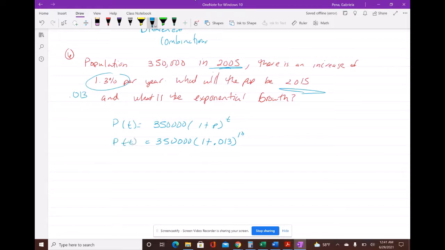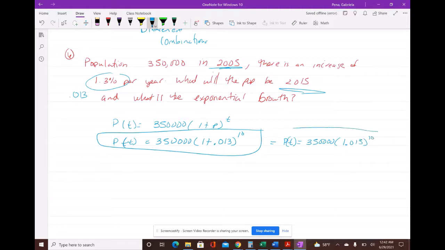So this is part of my answer. It's my formula. Now you could rewrite this and it would be better if I see it like this: 350,000 times 1.013. Go ahead and add it. It just makes things a lot easier.